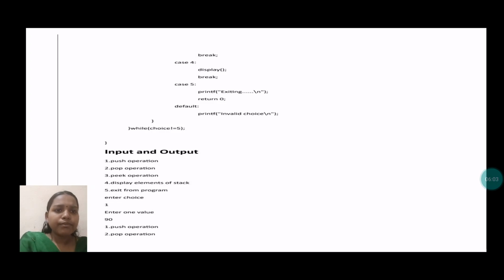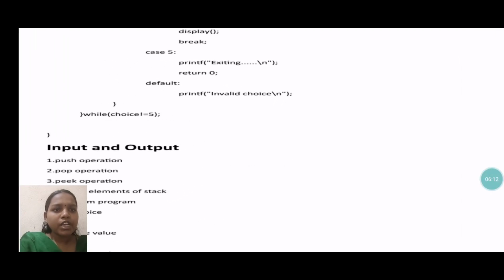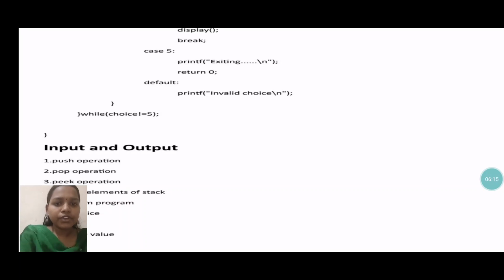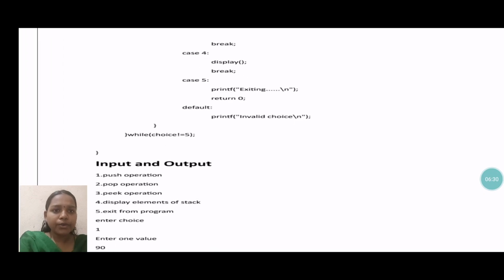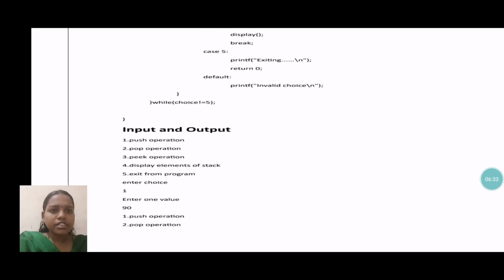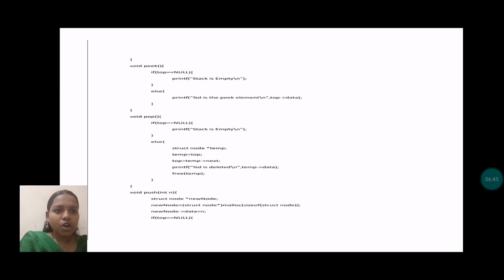In case 5, we are giving exit from the program. For exit from the program, print "exiting" and then return 0, then it will exit from the program. It stops execution. And in the default case, we print invalid choice. After this, we have to include the while loop. In this, choice is not equal to 5. If choice is equal to 5, then it will exit from the program. That's why the condition is choice not equal to 5. And this is all about the program.